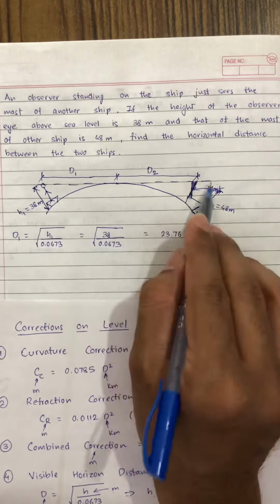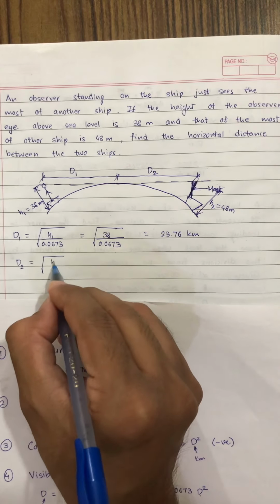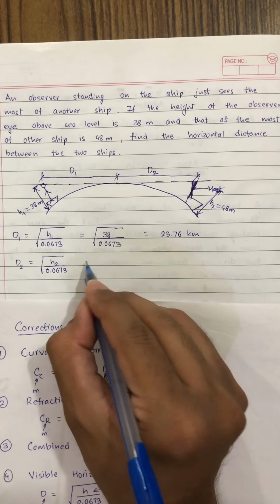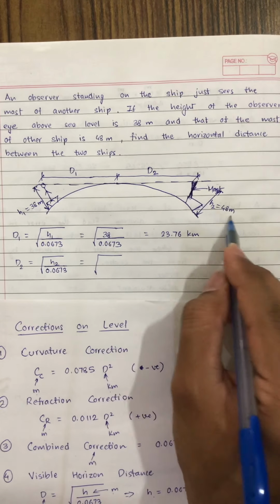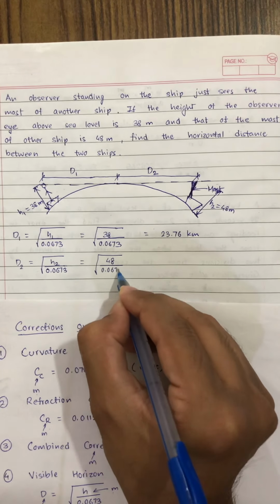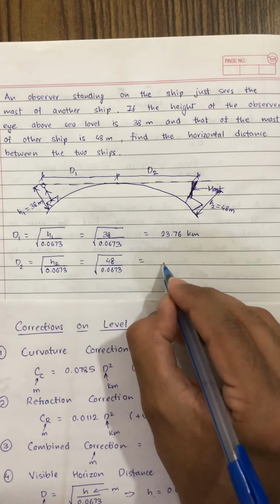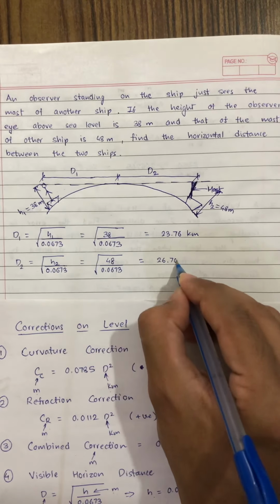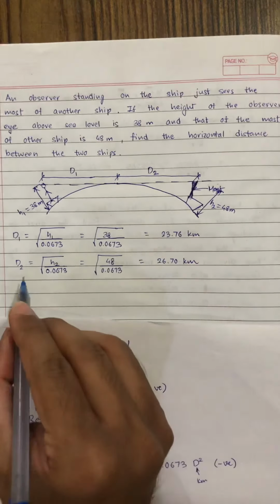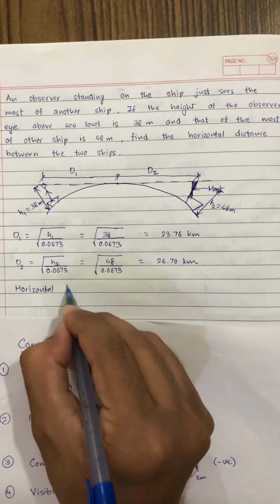Similarly, we need to find this value d2. Now d2 will be equal to under root of h2 upon 0.0673. Here h2 is 48 meters, so this will be 48 upon 0.0673. On solving, this value comes out to 26.70 kilometer.